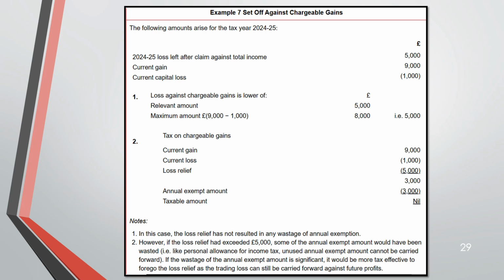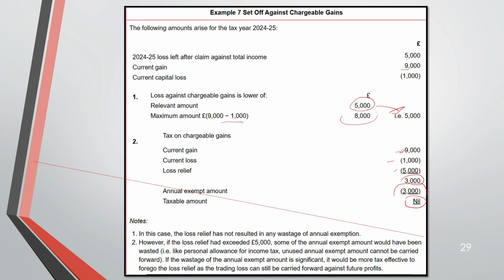Loss left after claim against total income is 5,000. Current gain is 9,000. Capital loss is 1,000. Now we'll see the lower. The relevant amount is 5,000, the loss left after total income. From 9,000 we deduct 1,000, giving 8,000. Which is lower? 5,000 is lower, hence we choose 5,000. This is your loss relief. From your 9,000 gain, deduct the loss of 1,000 and deduct your loss relief, and you are left with 3,000. Deduct the annual exempt amount; the taxable amount is nil.